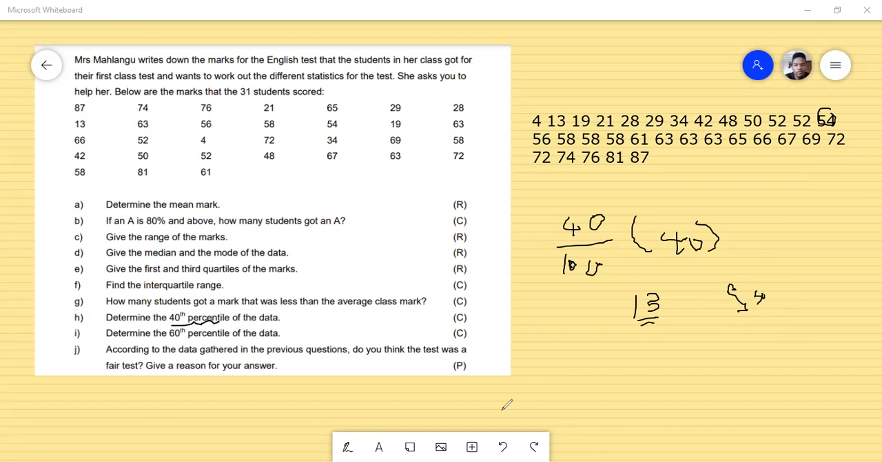So what does this 54 mean, right? Let me explain. This 54 means that since they're saying it's the 40th percentile, it means that 40% of the class got less than 54, right? It's always equal to or less than. I repeat, since they are saying calculate the 40th percentile of the data, it simply means that 40% of the class got 54% and less, right?